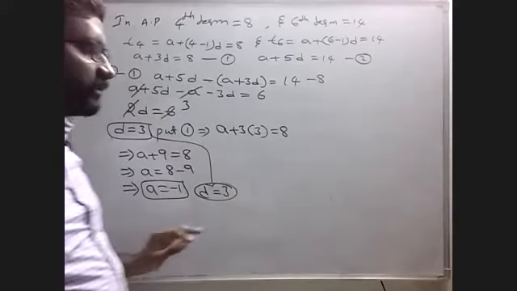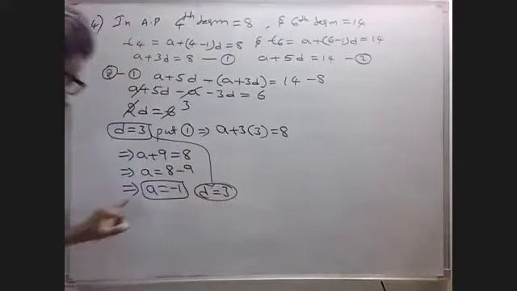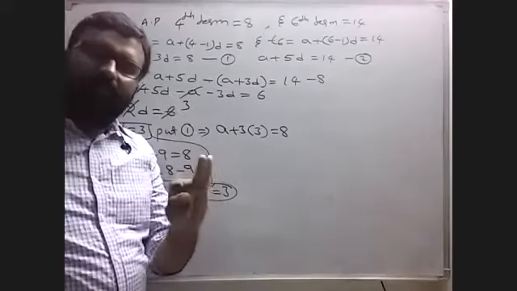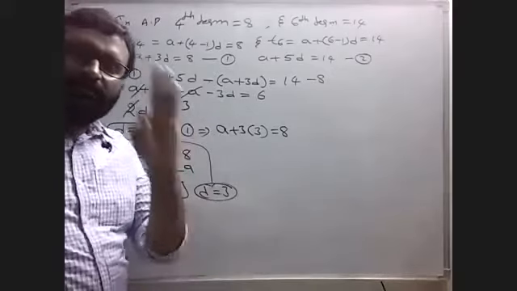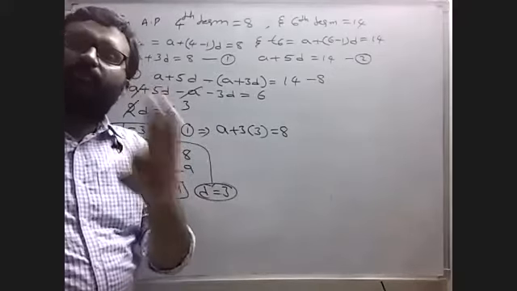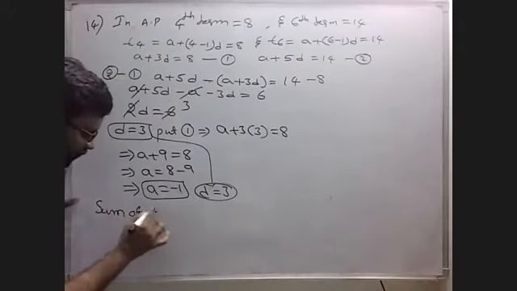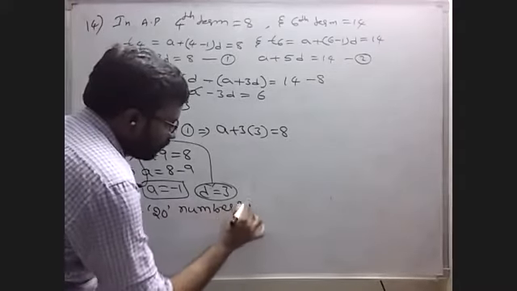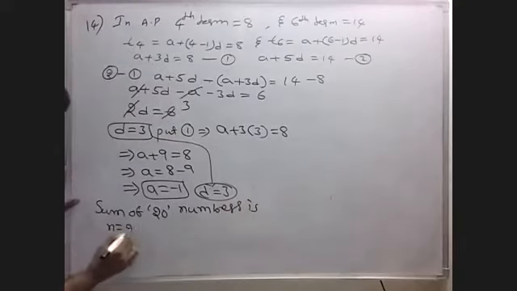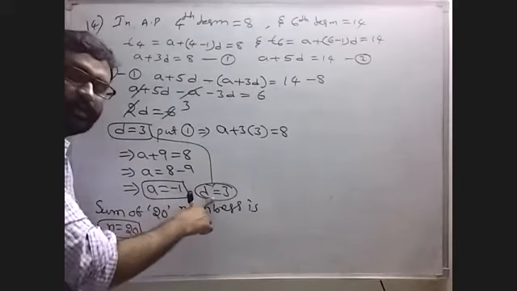Now what do we have to find? First question: find the first term. What is the first term? Minus 1. Second question: find the common difference. What is the common difference? 3. Third question: find the sum of 20 numbers. So n is equal to 20, A is equal to minus 1, D is equal to 3.